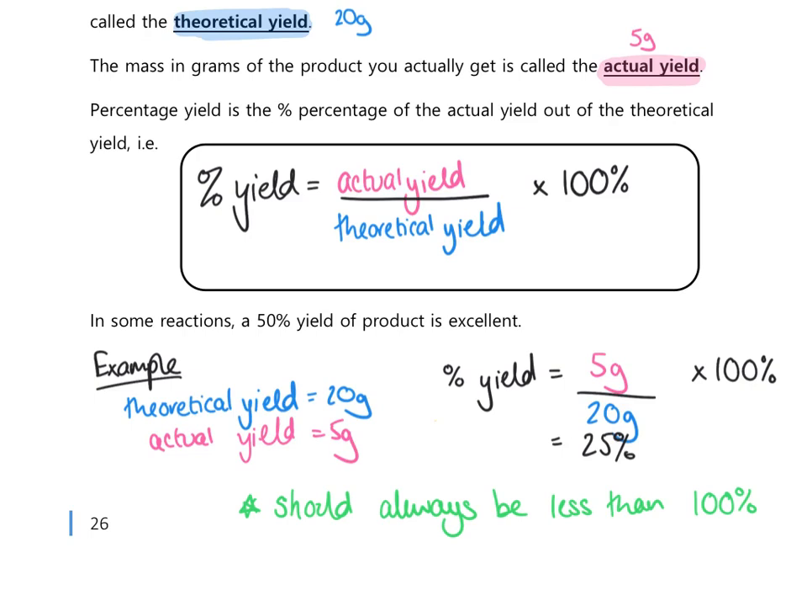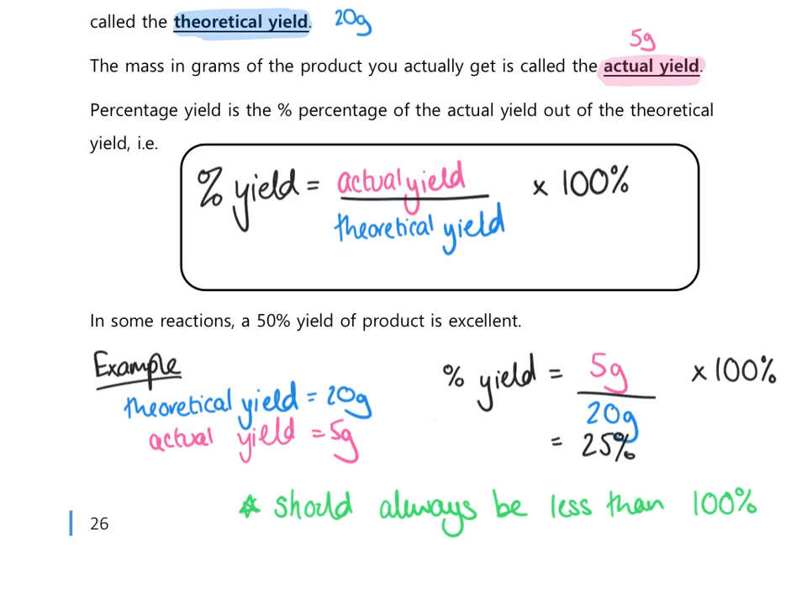It's almost as if you were making a cake and you had enough ingredients to make one cake, and actually when you took it out of the oven there were 2 cakes. That's impossible because you don't have enough ingredients to make 2 cakes. You didn't put enough ingredients in to make that amount. So your final percentage yield should always be less than 100%. So that's something to check with your answer.